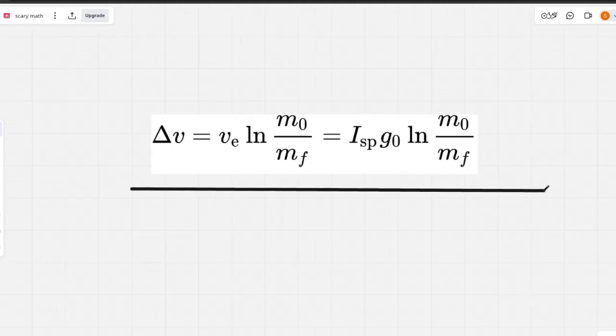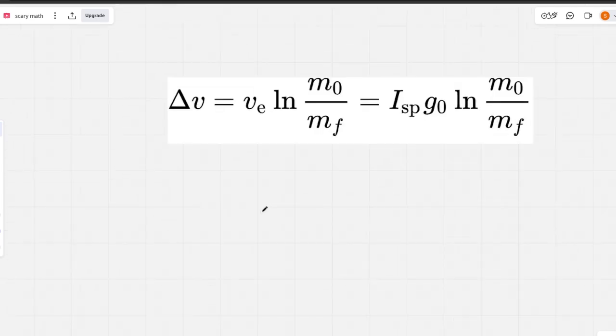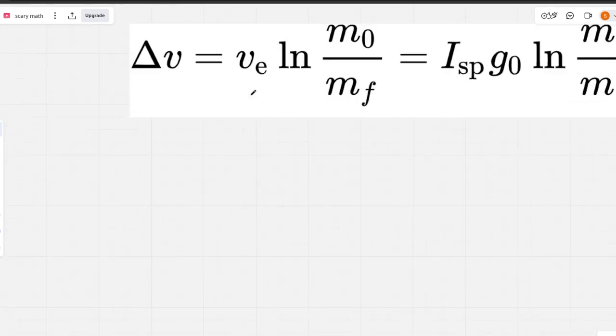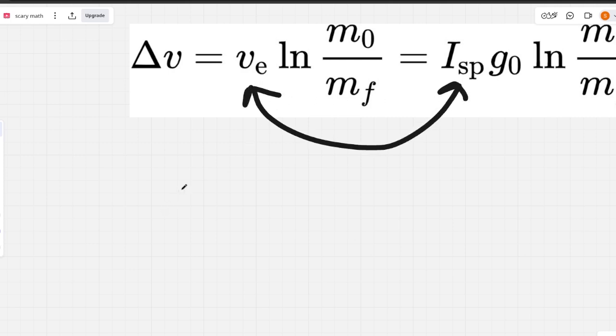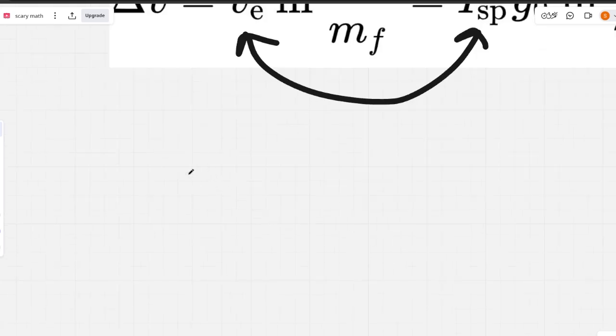And after we rederive it, I'm gonna try to find the delta V that's approximately required for getting to the low Earth orbit. Okay, let's start. So first of all, I'm going to connect VE with the ISP and g0. So what we're going to do, we're going to review the way you would normally define ISP, the specific impulse.